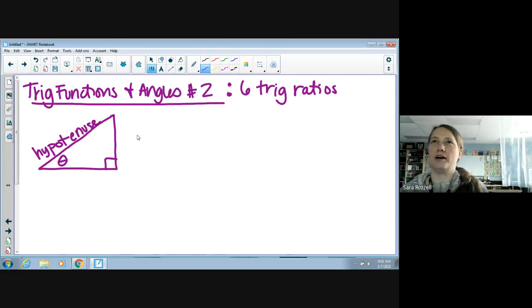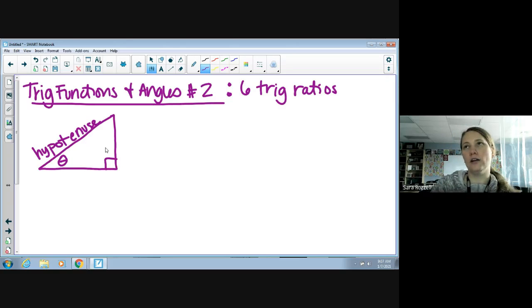I always think about hippopotamus when I hear that. So our hypotenuse is what's across from our right angle. It's always the longest side as well because it's across from the biggest angle.